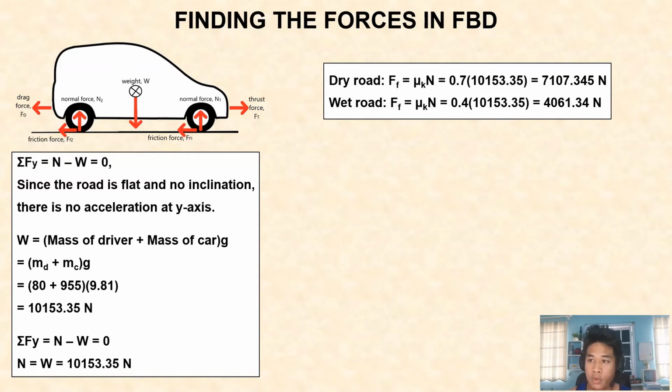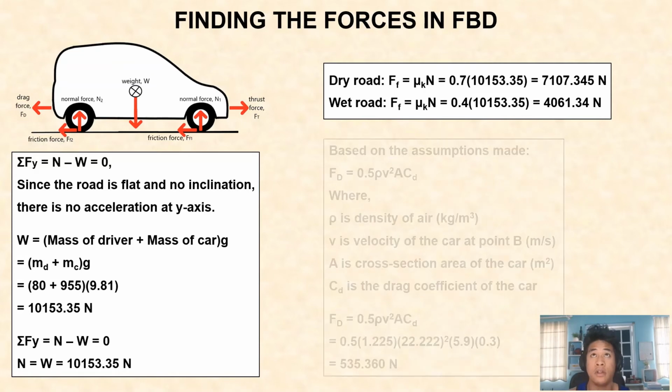Moving on, we need to take into account the conditions of the road, which are dry road and wet road. They have different kinetic friction coefficients, which are 0.7 and 0.4 respectively. We are able to obtain the frictional force by multiplying the coefficient with the normal force of the car, which is, as mentioned before, 10,153.35 Newton. For the dry road condition, we obtain a frictional force of 7,107.345 Newton.